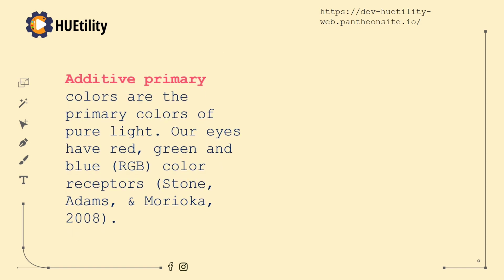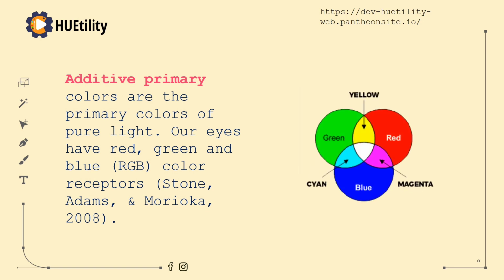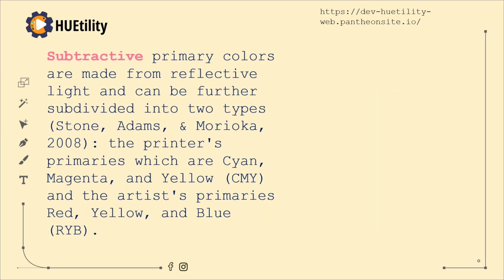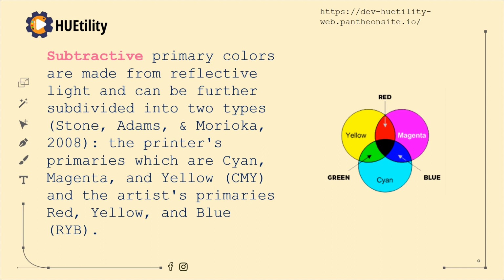When we say additive primary colors, it is the primary colors of pure light. Our eyes have red, green, and blue color receptors. On the other hand, subtractive primary colors is made of reflective light and can be further subdivided into two types.